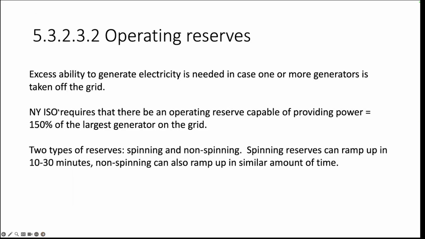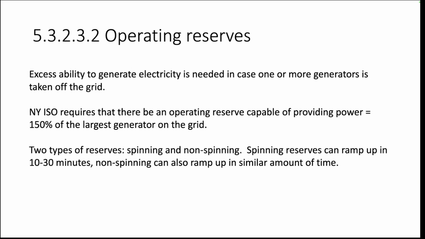All right. Now, another market is the operating reserve, which is the accessibility of the grid to generate electricity. And we need that in case one or more generators on the grid is taken out. So the New York ISO requires that there be an operating reserve on their grid at all times capable of providing 150% of the largest generator on the grid. So that almost certainly is more than one power plant. But they've got to be just sitting there ready to provide power if one of their generators goes off or two of them go off.